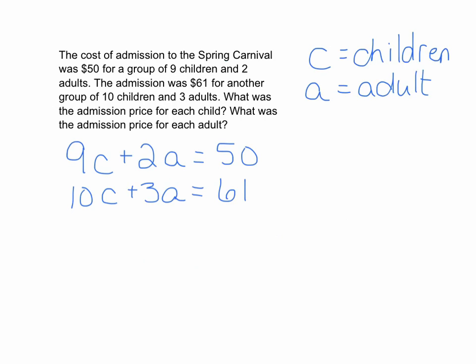This is what I got. I let C be children and A be the adult tickets. 9 children and 2 adults gave a price of $50. 10 children and 3 adults gave a price of $61. Okay? I want you to now solve this system. Any method you choose. Looks to me like elimination's probably going to be the way to go, but do whatever makes you happy and then turn it back on and check it.